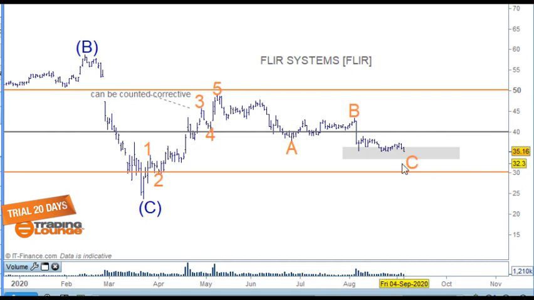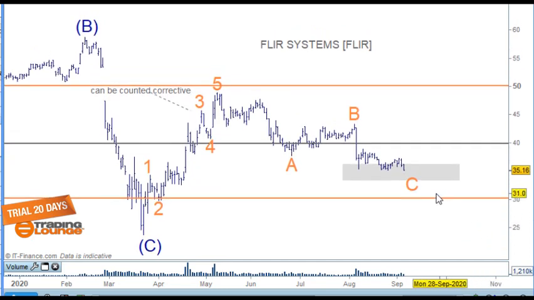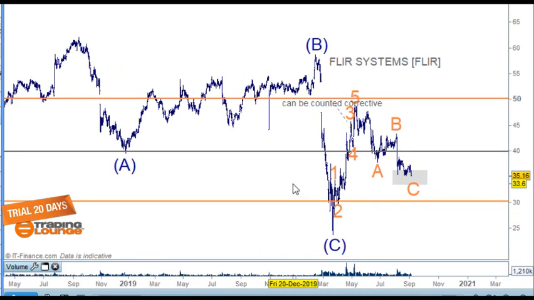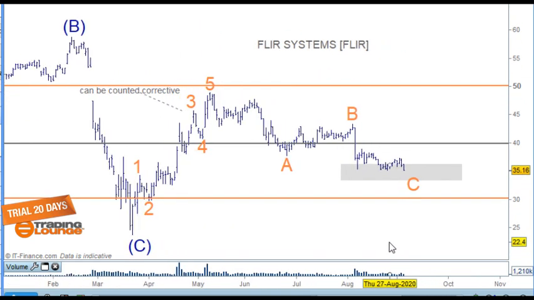But I also have to say that I don't particularly like it as an ABC correction, because it's just quite big and time consuming compared to this move here. So it's possible that all of this is still just a large correction unfolding here. It's not that we're going to buy it or we're interested in it at the moment.